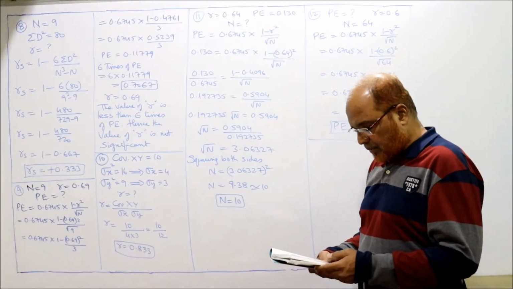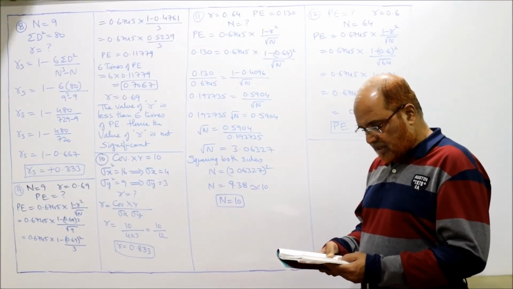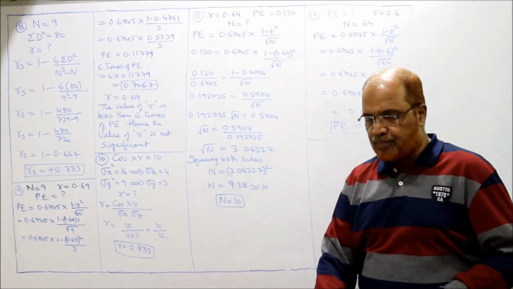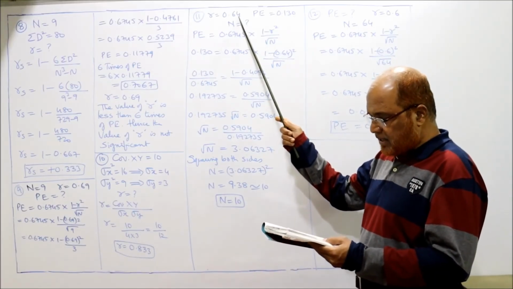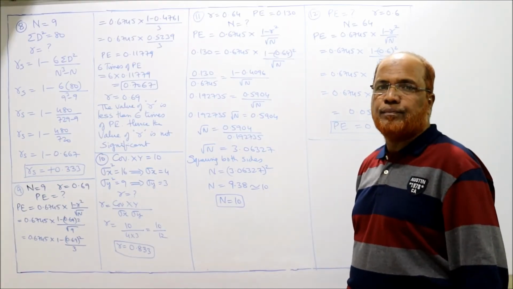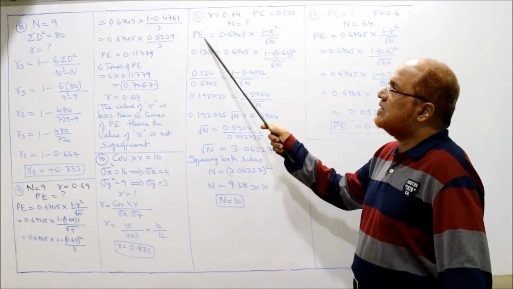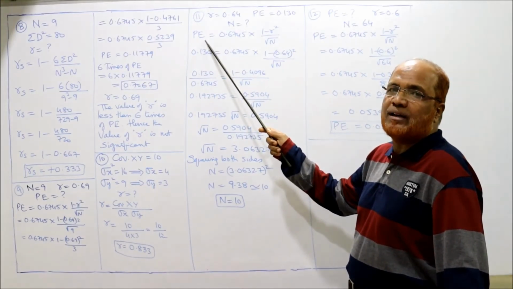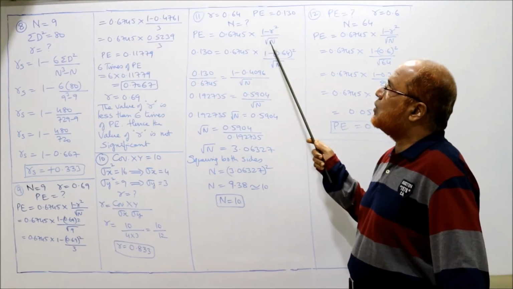Now see the 11th problem. In a question given on correlation, the value of R is 0.64, and probable error is given 0.130. What is the value of N? Number of pairs of observations we have to find out. PE is given. We apply the formula for PE to find out N.